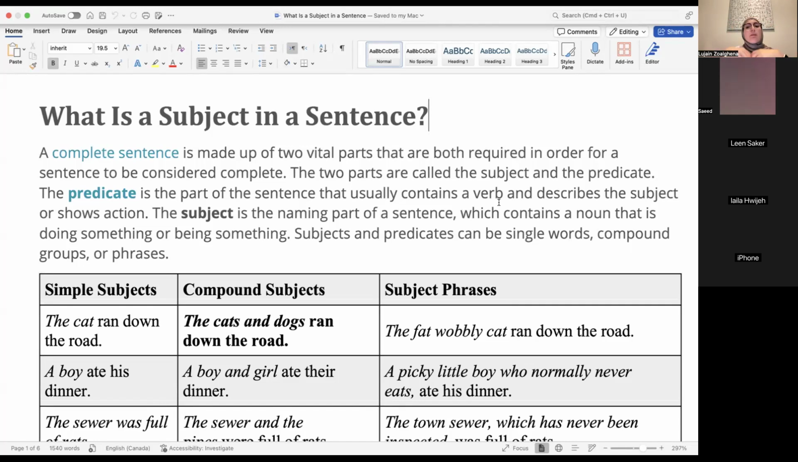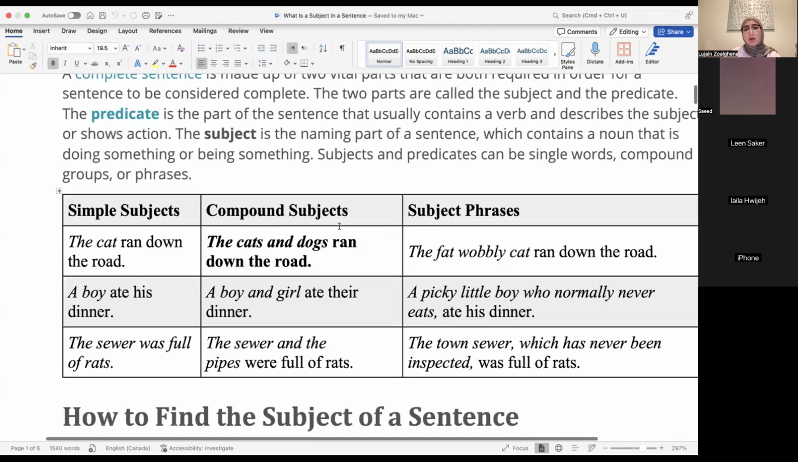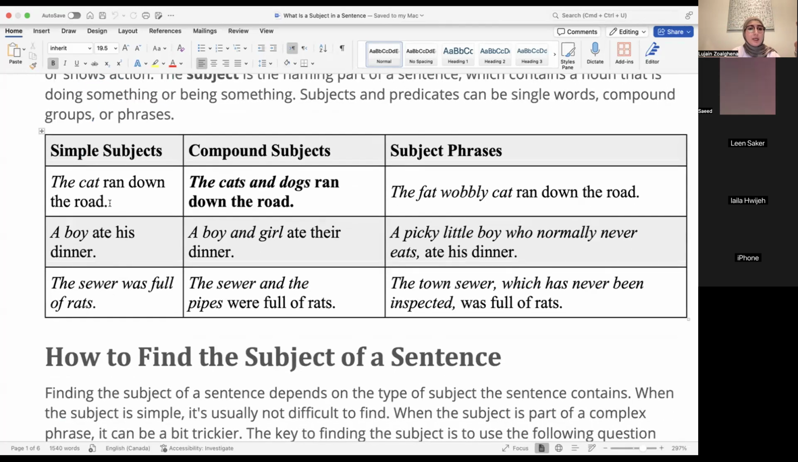The subject is the naming part of a sentence. It contains a noun that is doing something. It could be a name. They can be single words, they can be compound groups, or they can be phrases. Let's see the examples that I put over here.